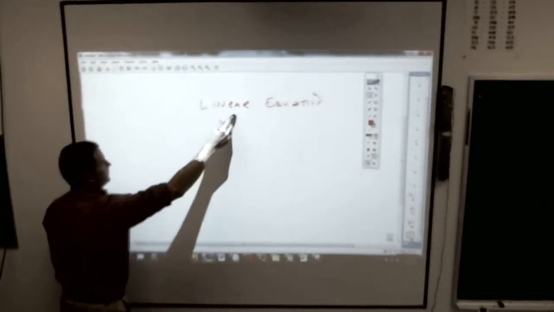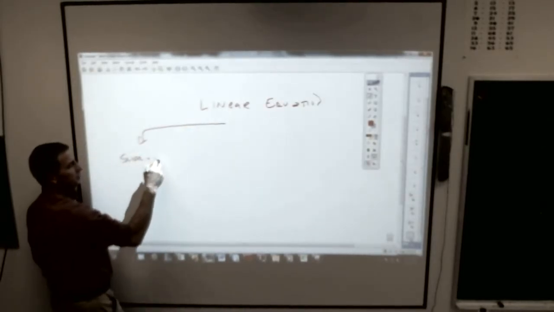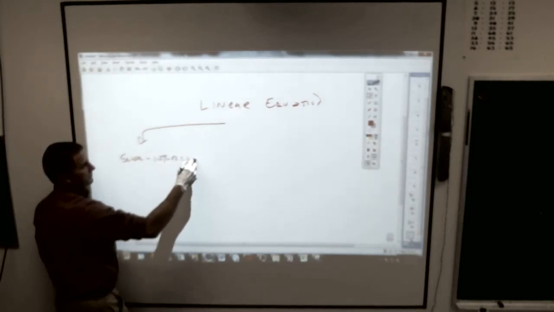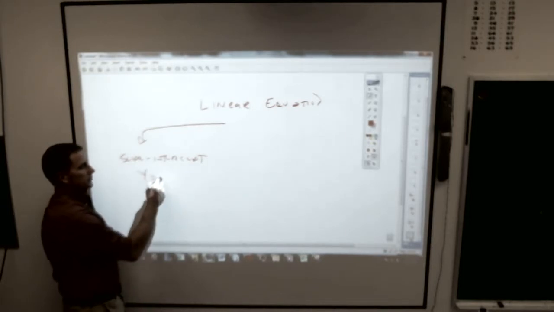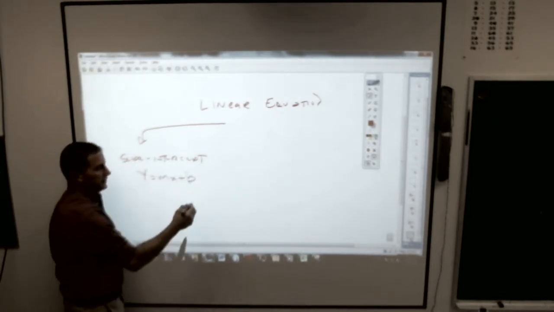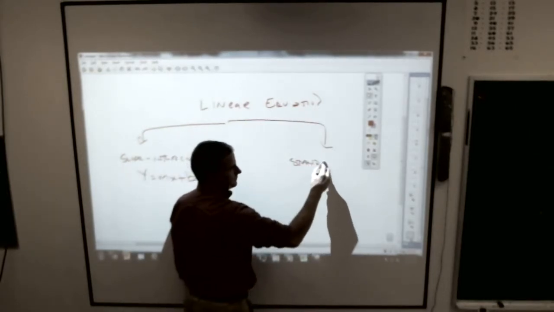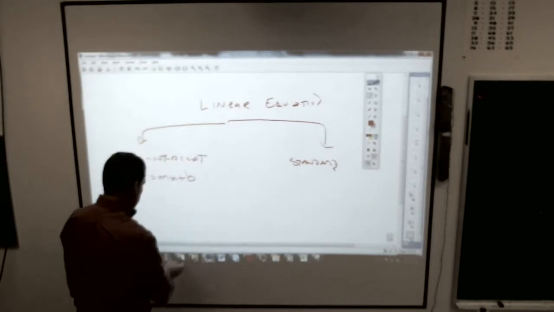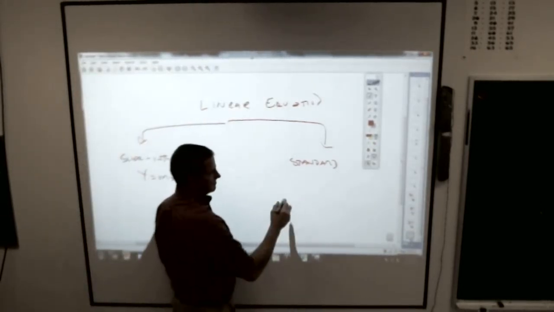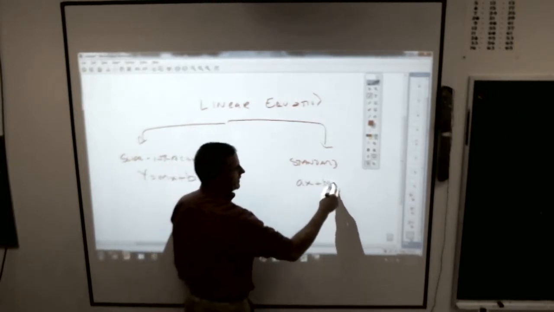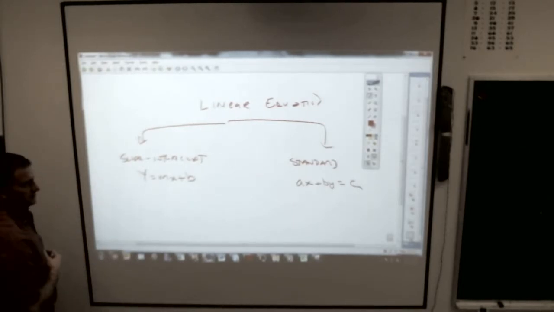We have two forms of linear equations we talked about. The first is the slope-intercept form. What's the generic version of the slope-intercept form? y equals mx plus b. And the other one is the standard form. And the standard form is what? Ax plus by equals c. Is that what it was? Yes, I think that's something like that.